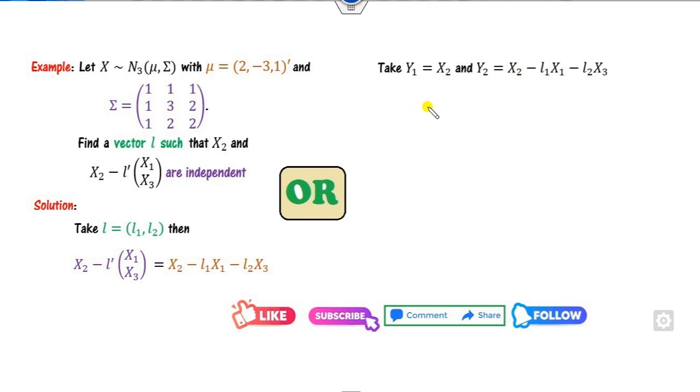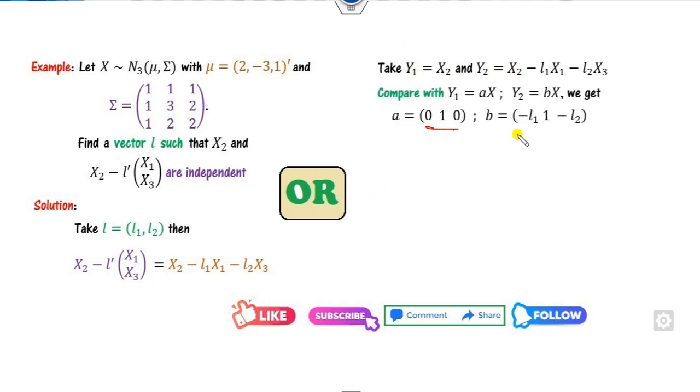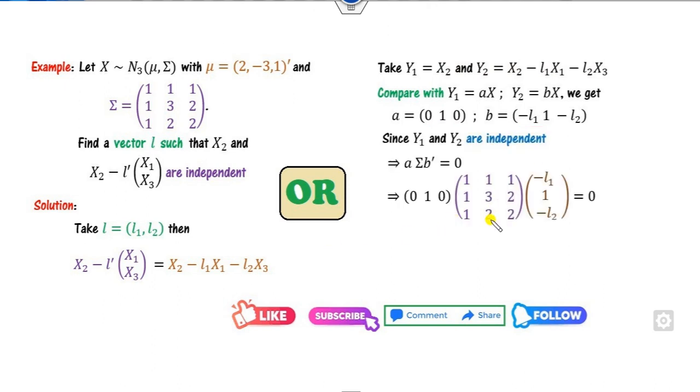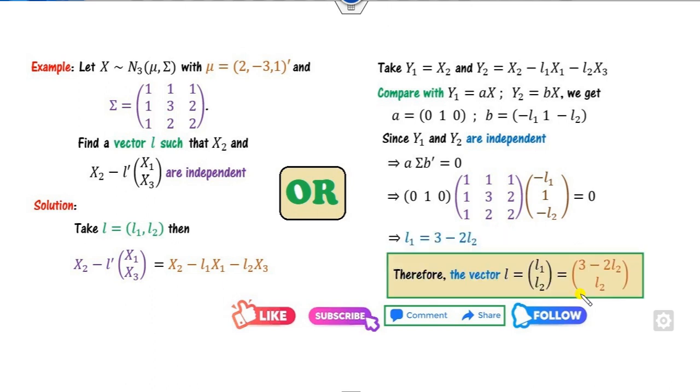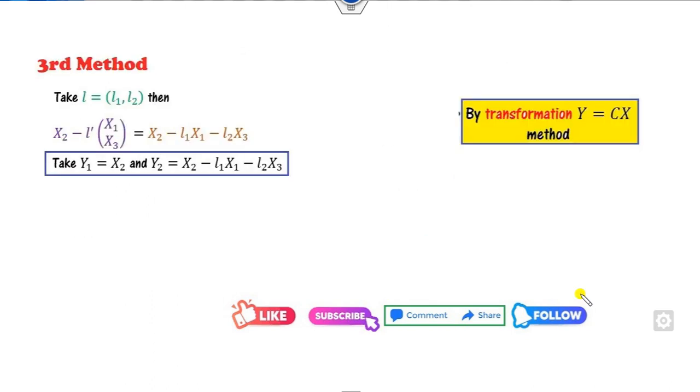This is the transform. This is the y is equal to a. This is the first method. As I told you, if I compare a and b, as I already explained, you can multiply them. You will get L1 is my here. Third method, that is a transformation method.